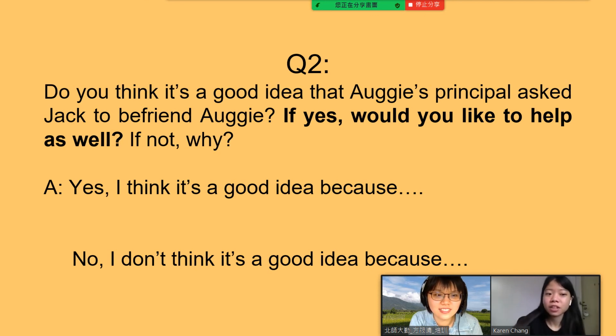it's a good idea for the principal to ask Jack to be friends with Augie, but I think it would be better for Jack to truly want to be friends with him, not because of the words of the principal. I think the principal wants to make Augie get along well with other students. That's probably the reason. It is great for him to do so, but I think Jack should be more mature about this. Thanks, Karen, and I agree with you. Maybe the principal needs to let Jack know why he's doing this, and let him have the correct idea of doing this.